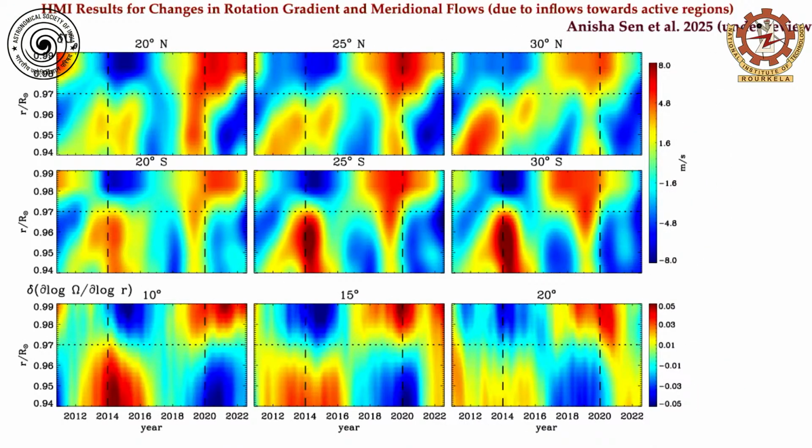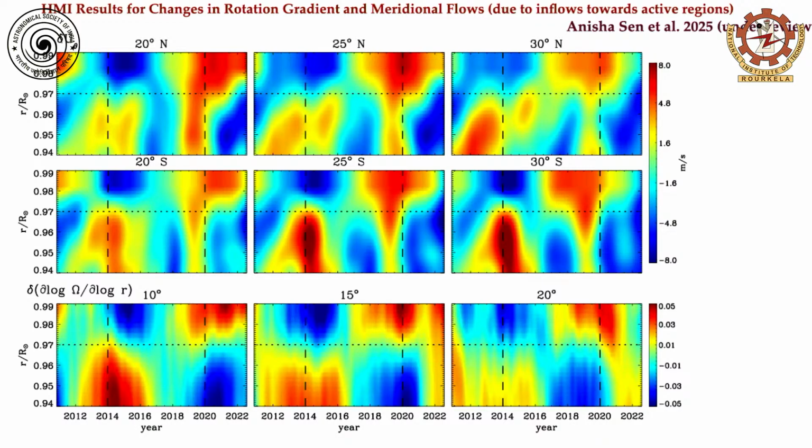All right, okay. So just let me close with another result on this particular aspect. So here, what is plotted here is as a function of time again. The bottom three panels are the rotation gradient as a function of depth. You see this sign change. The larger gradient is blue, and it changes into a slower gradient at about 0.97 below the surface. 0.97 is about 20 megameters, 20,000 kilometers below the surface.